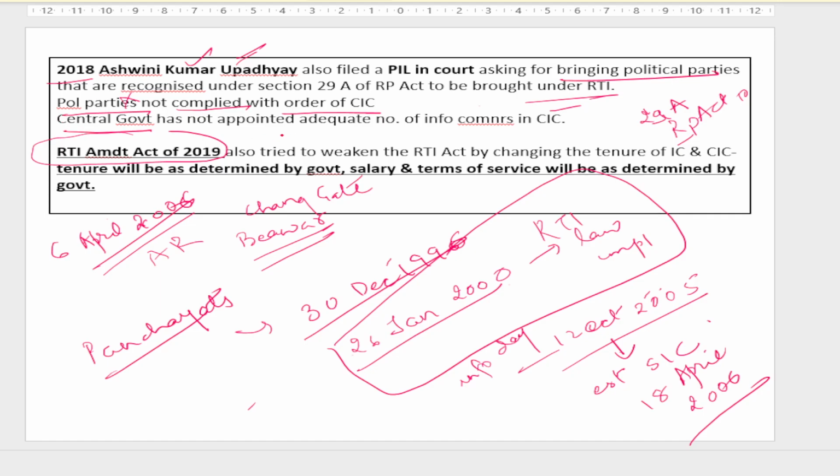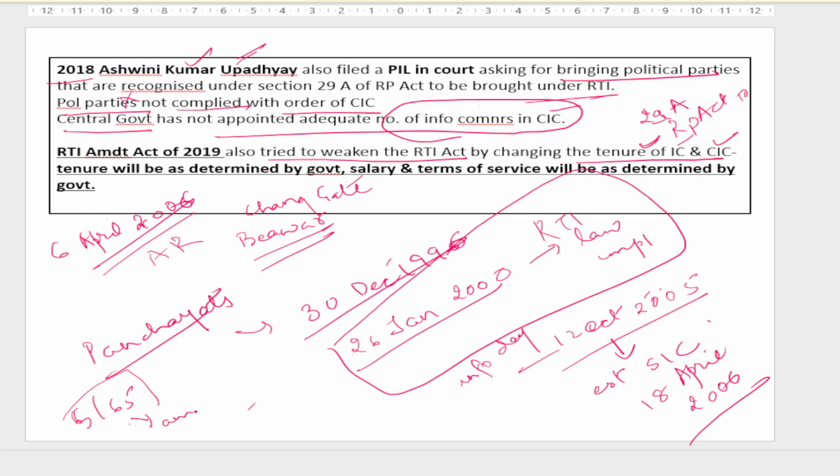Also, the central government has not appointed the adequate number of information commissioners in the Central Information Commission. Also, state governments have not appointed the required number of information commissioners in their respective state information commissions. Now, the RTI Amendment Act was carried out in 2019, and it tried to weaken the RTI Act by changing the tenure of the chief information commissioner and the other information commissioners. See, earlier the tenure was 5 years or 65 years of age, whichever is less.